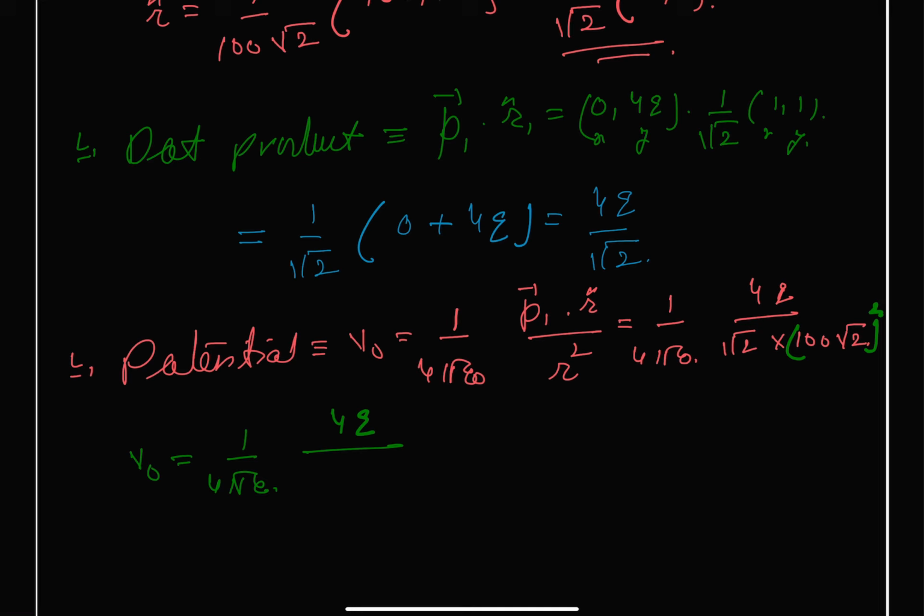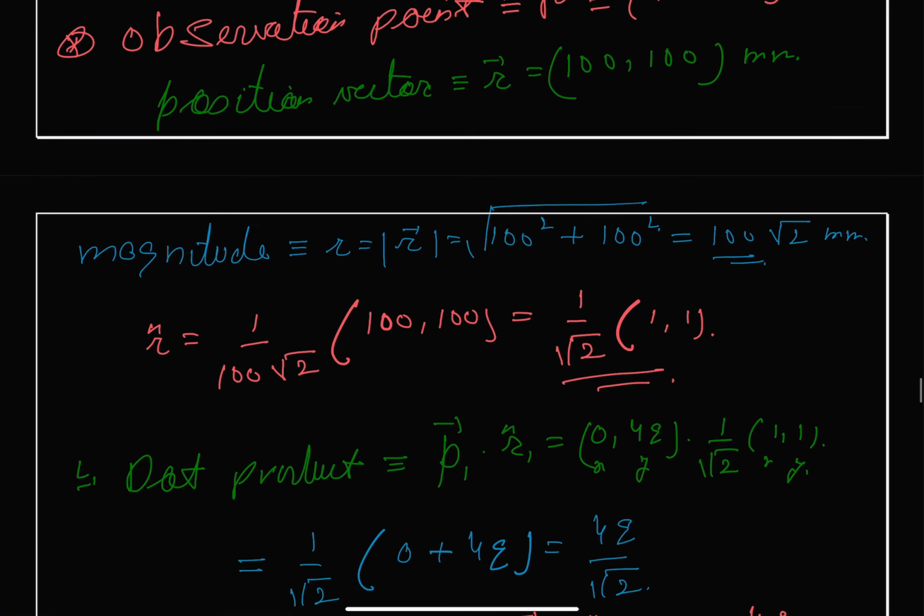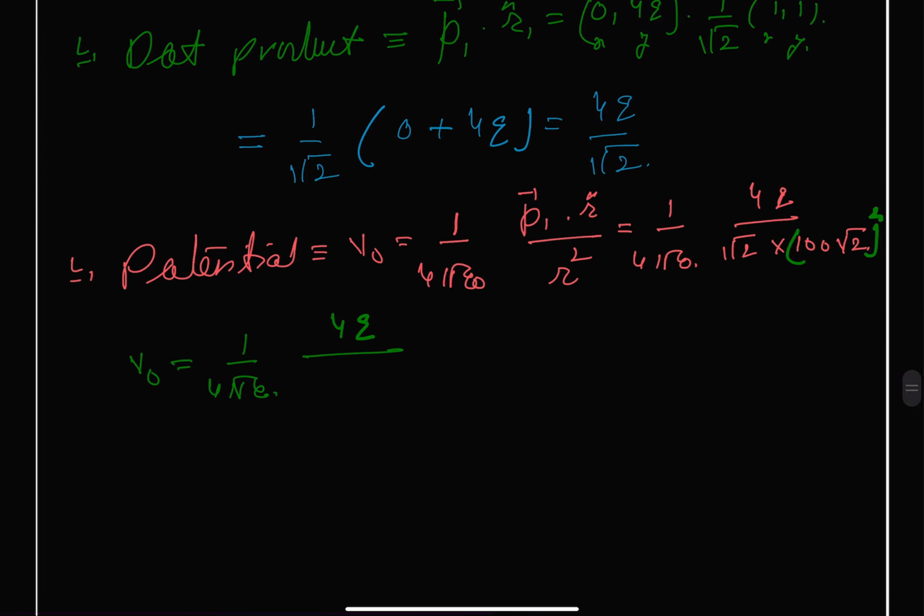once again 100 square root 2, and this will be our 10 to the power 4, and this comes as our 2 square root 2 multiplied by 10 to the power 4. So this is our value of our V0 initially.